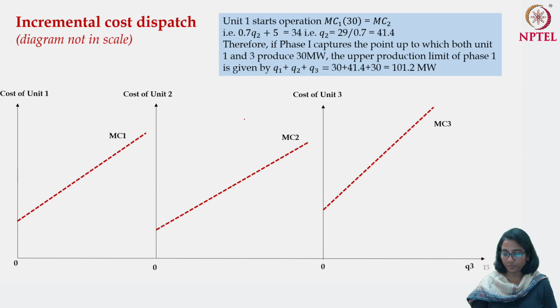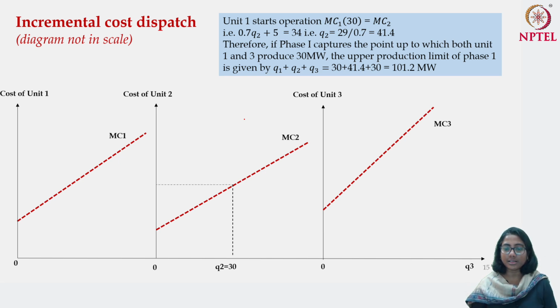Now see what happens. As we have said, all of them will start producing 30 megawatt. That is for sure. That gives you 90 megawatt, but your demand is more than 90 megawatt. So at least one unit has to produce more than 30 megawatt. Now who will do that?